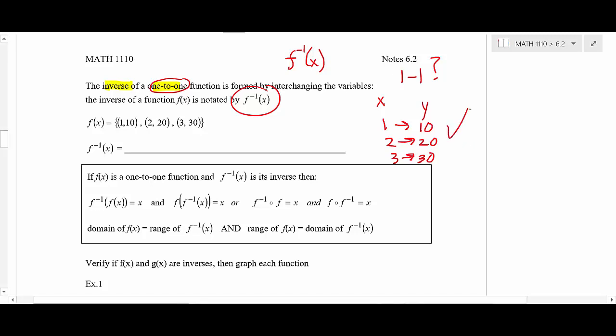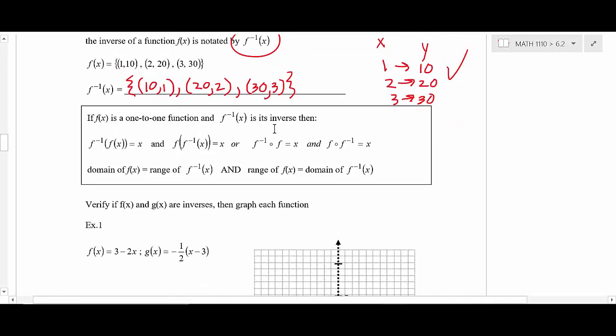Okay? Excellent. So here's what you do. Your inverse goes like this. You just switch the points backwards. Instead of (1, 10), you say (10, 1), then you say (20, 2), then you say (30, 3) like that. That's it. That's all you do with inverses. It just means the points are backwards. That's the idea. But you can only do that if it's one-to-one, because if it's not a one-to-one function, then your inverse will not be a function. Okay, so that's the idea.